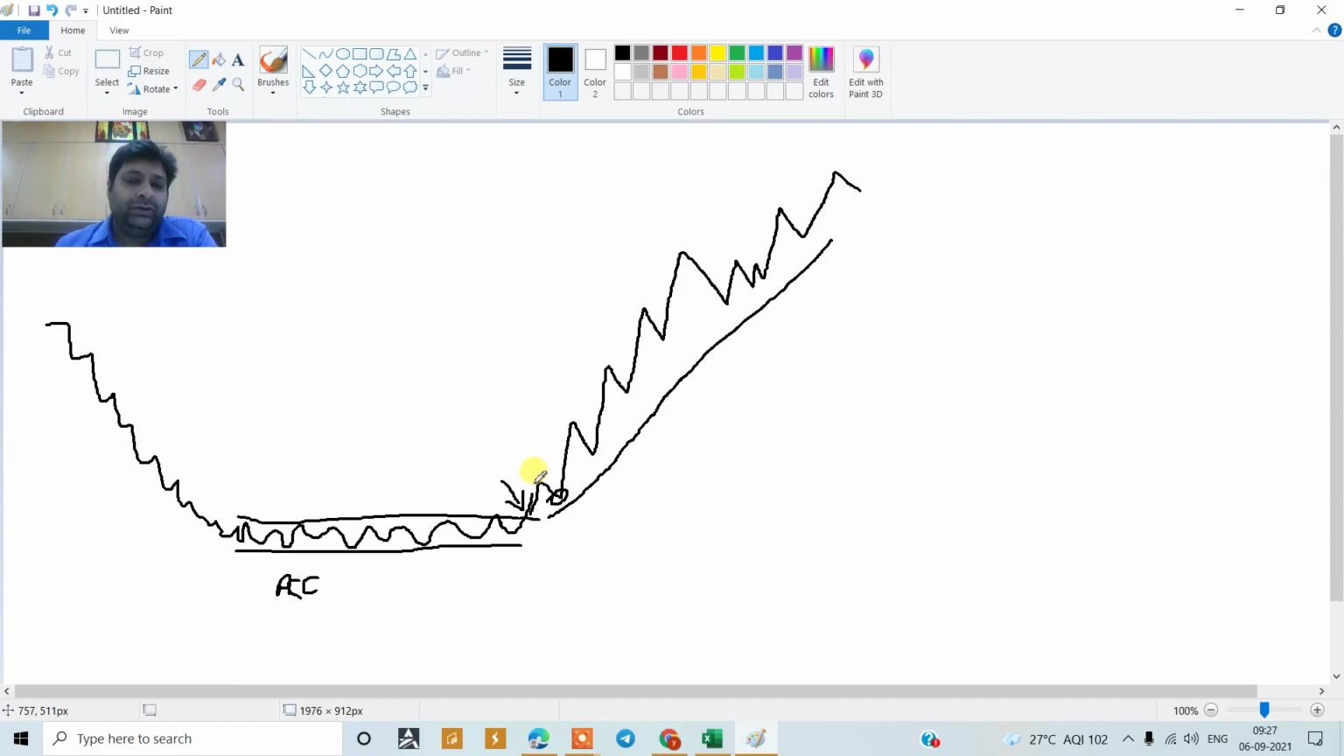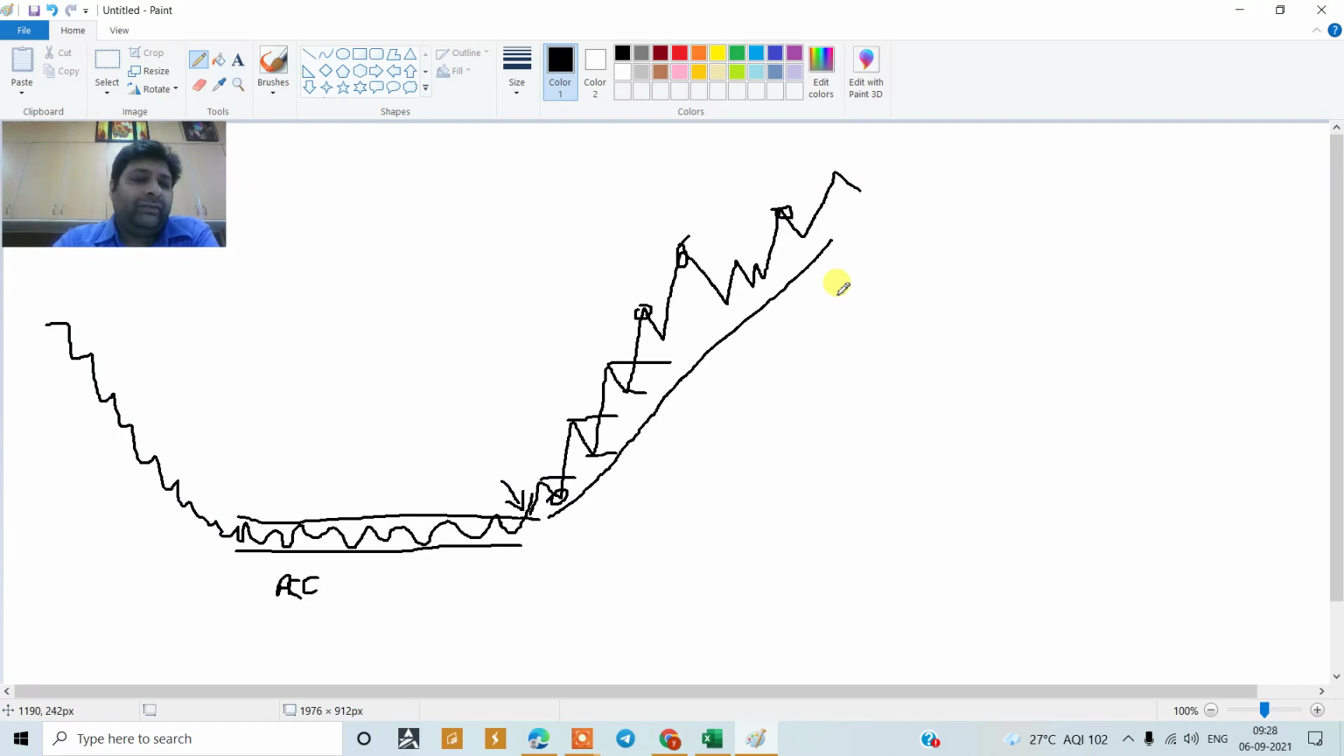Here, break of a resistance, here, break of a resistance, here, break of a resistance. Now the higher you keep going and keep buying, the riskier your trade gets, because you never know which can be the last peak of a stock. This we have no idea. So the earlier in the advancing stage you are, the better placed you are to earn maximum profit. It all depends on how you read the accumulation stage and how you read the advancing stage.